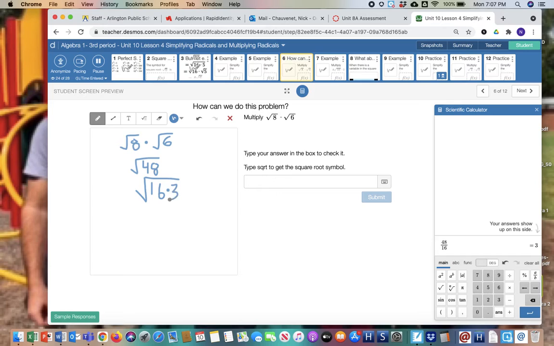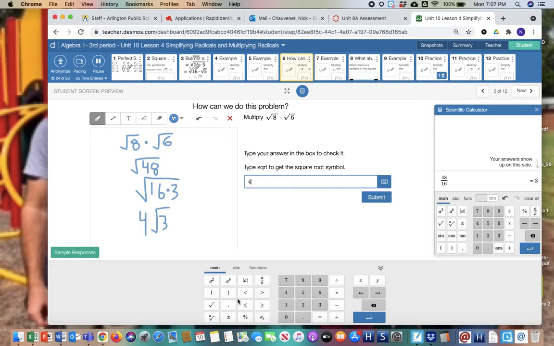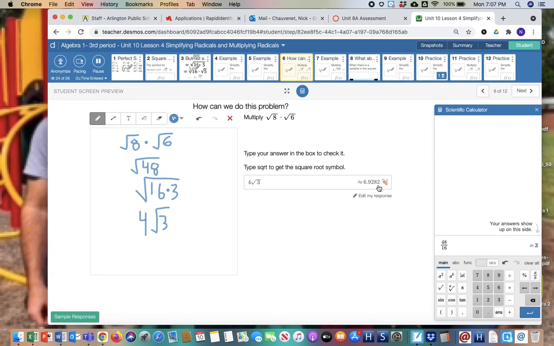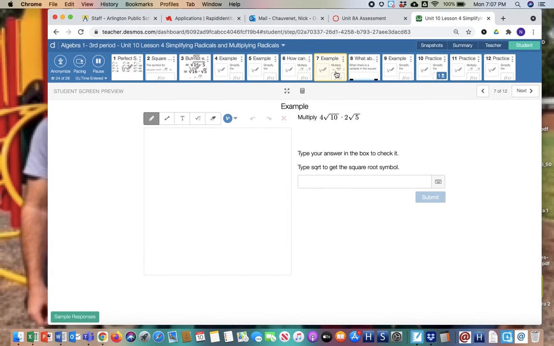16 times 3. What is the square root of 16? 4 square root of 3. There we go. So I'm just going to type that in. 4 square roots of 3. There we are. Okay. All right, let's go to screen 7.